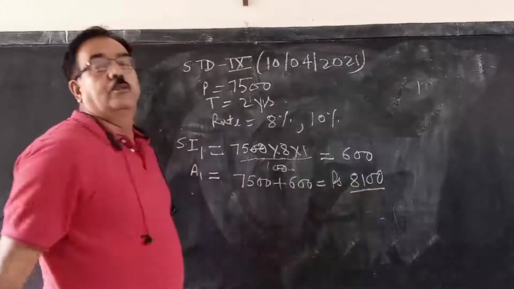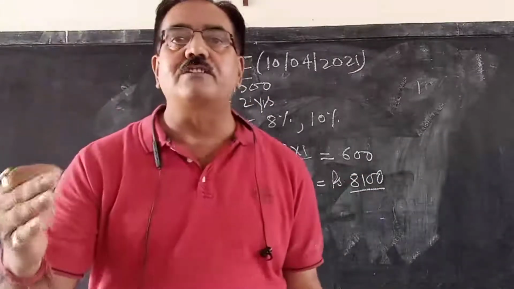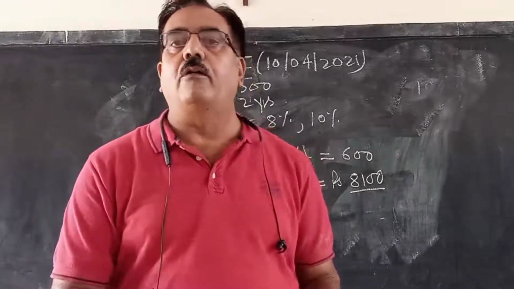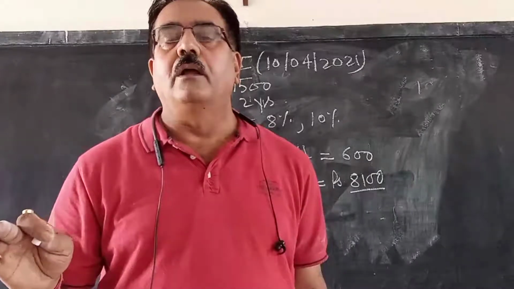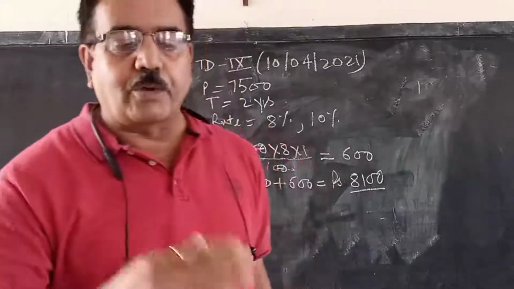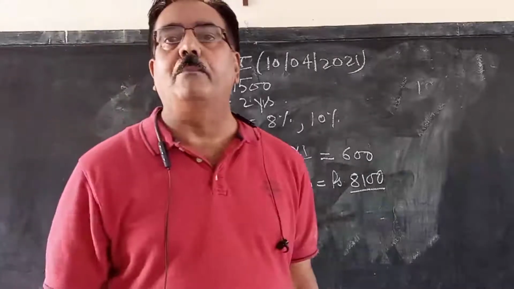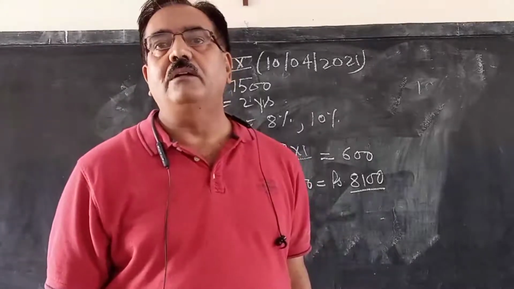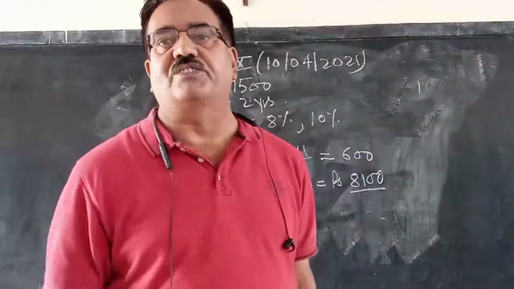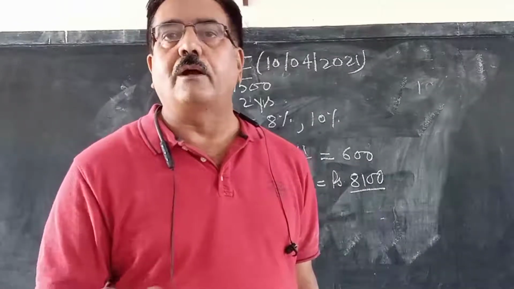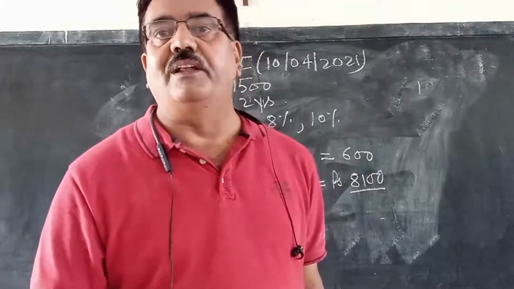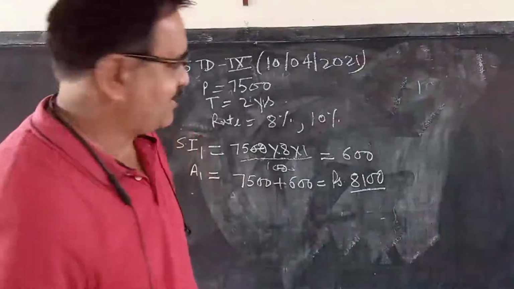This rupees 8100 becomes the principal for the second year. Right? That's why compound interest is always more than simple interest, because every year the amount becomes the principal for the next year, and on that principal we are calculating the interest. So naturally, in compound interest, every year the amount will increase compared to simple interest.